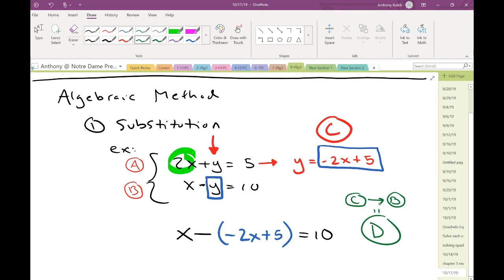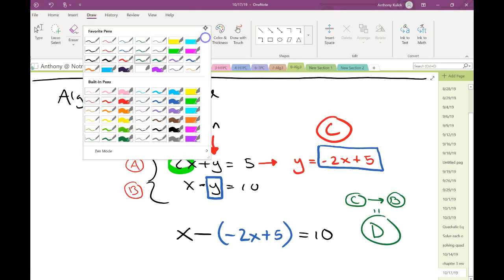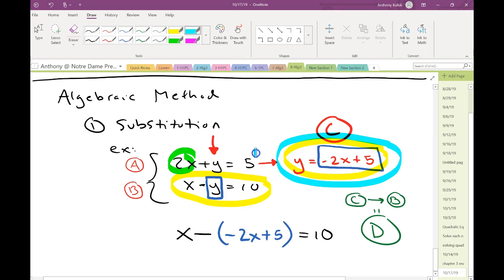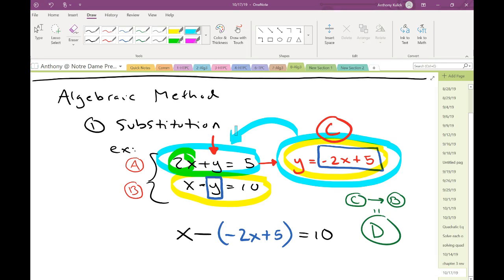Okay, before we move on, important note here. Notice that I took equation C and I substituted that into equation B. That's good. What's bad is to take equation C and substitute it into equation A. Why is that a bad idea? Because they're the same equation still, right? The only difference is you added or subtracted things from both sides. They're the same equation.